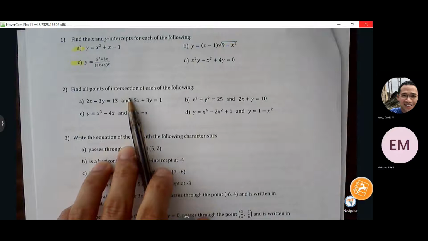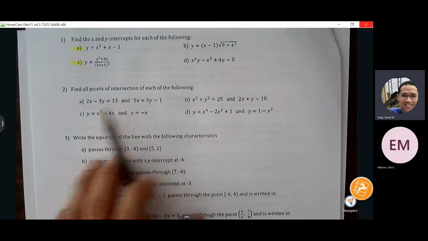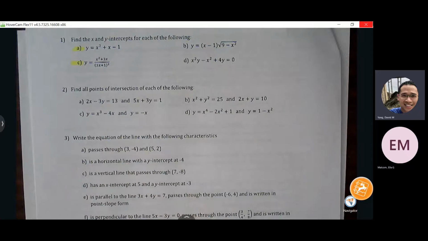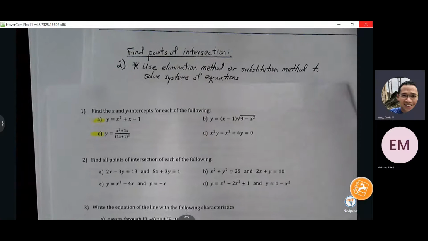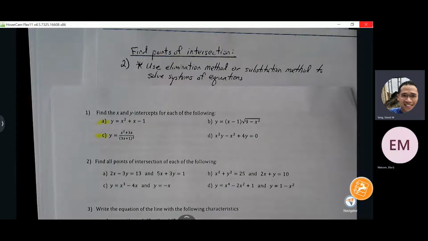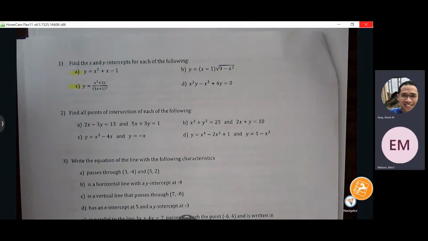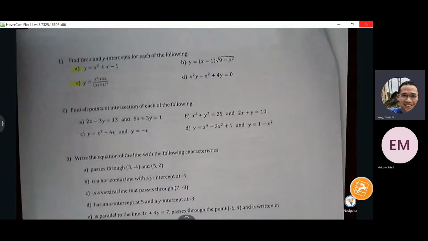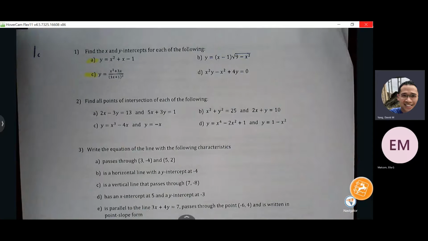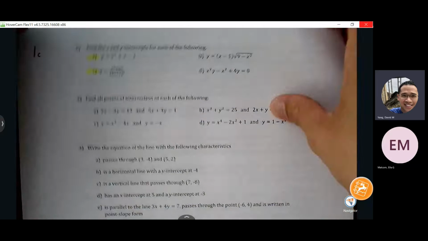It says find points of intersection. To find points of intersection, we can either use the elimination method, or the substitution method, where we solve for one variable and insert into the other equation. Or we can just line them up and do elimination. I feel like substitution is one that we're going to see more often than not in our calculus course. So let's skip A and let's look at B here.